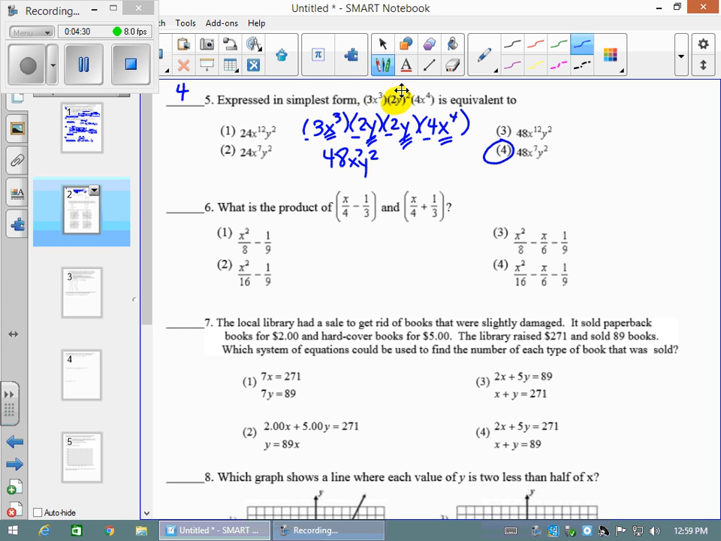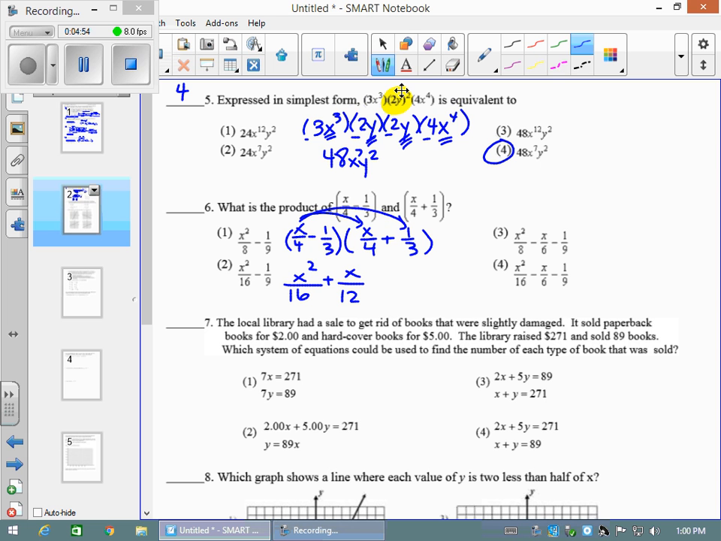Looking at question 6, we're being asked for the product of two binomials. You could have taken the box method or you could have used the distributive method. I'm going to use the distributive method here. So x over 4 minus 1/3 times x over 4 plus 1/3. When I distribute, x times x is x squared, 4 times 4 is 16. x times 1 is just x, 4 times 3 is 12.